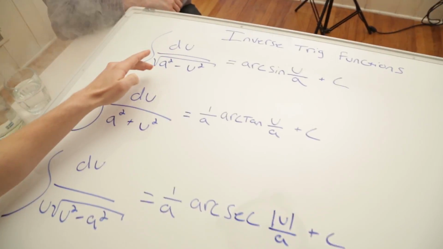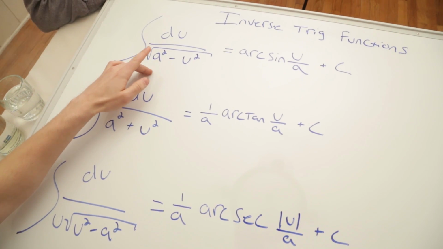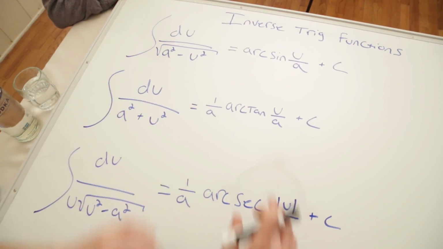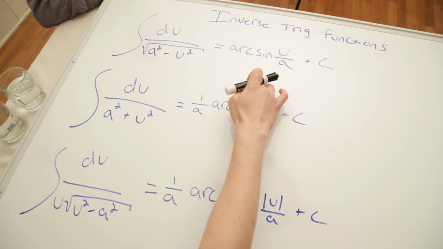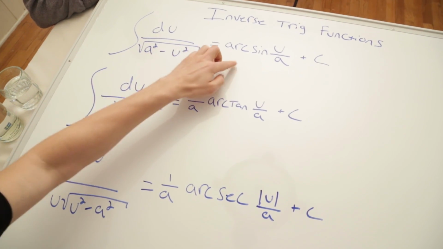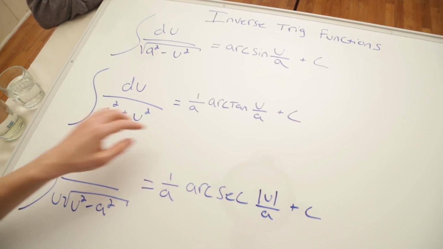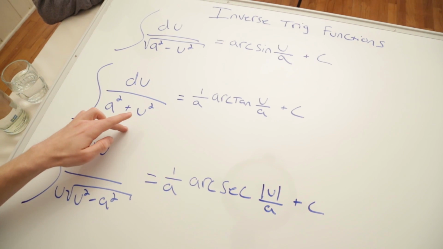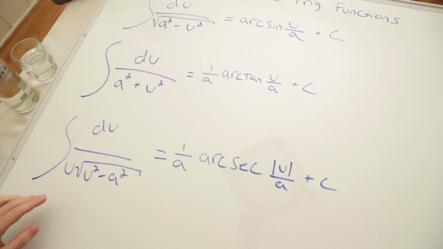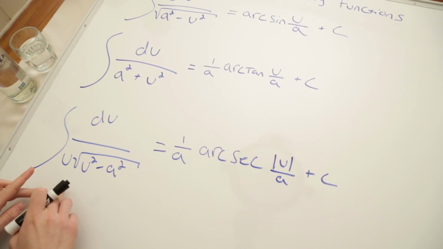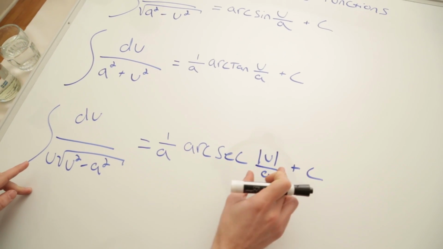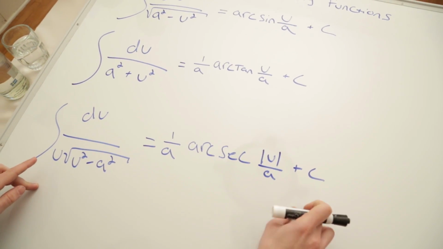If you have an integral that is either directly in this form or can be algebraically manipulated to be in this form, you know what the answer is. You know what the integral of that is. So here we have the integral of du over root a squared minus u squared is arcsine u over a plus c. The integral of du over a squared plus u squared equals 1 over a arctan u over a plus c. And the integral of du over u times root u squared minus a squared equals 1 over a arcsecant absolute value of u over a plus c.